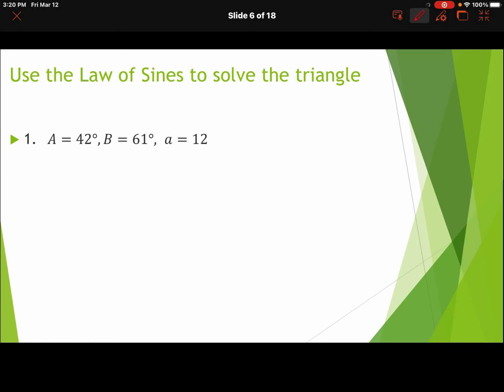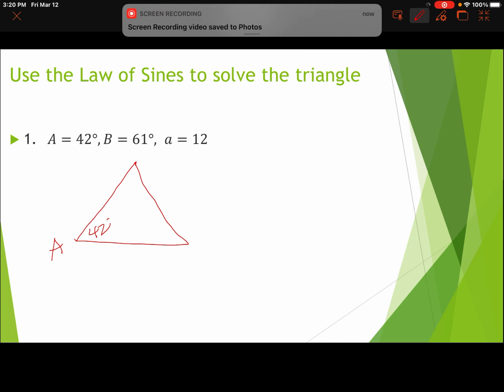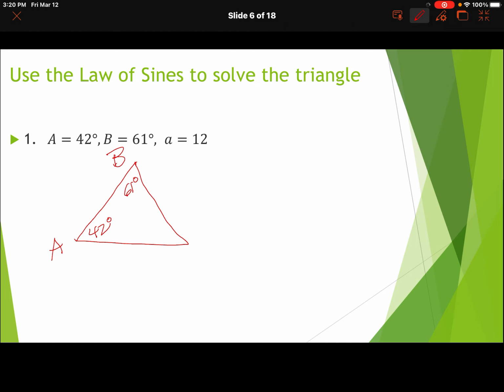Do is draw a picture of it. And I'm going to put angle A here and put 42 degrees here. And angle B, you can put it wherever you want. I'm going to put it up here. And then side A has to go opposite A, so it's going to go here. And then I'm just going to use C for angle, or for triangle ABC.